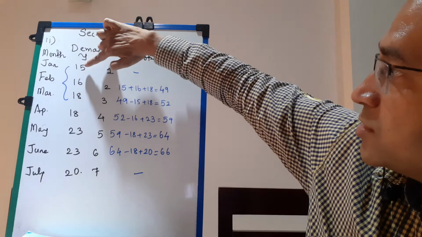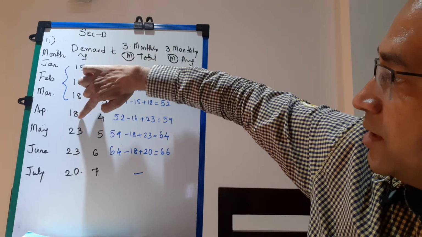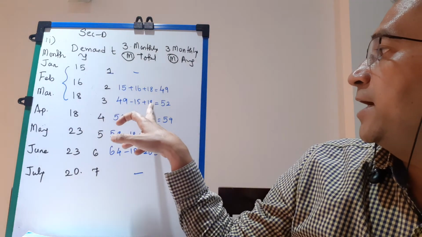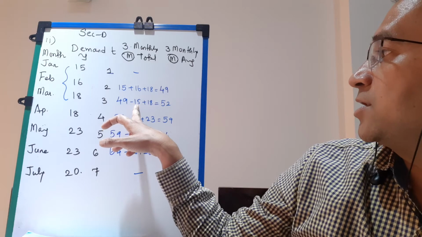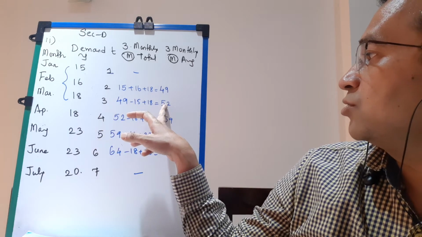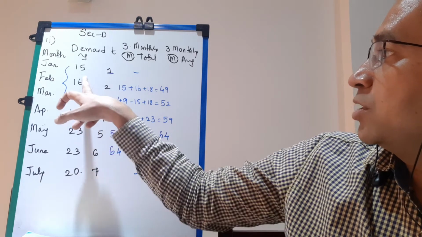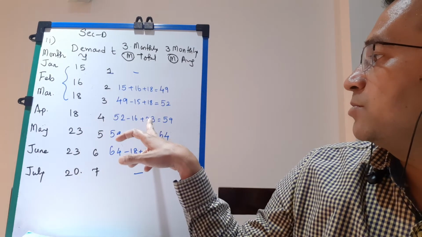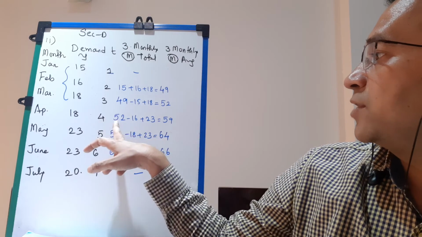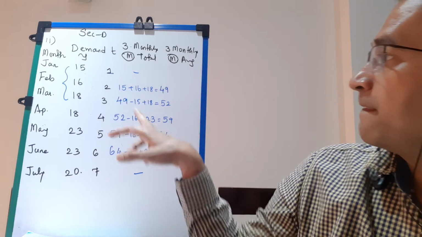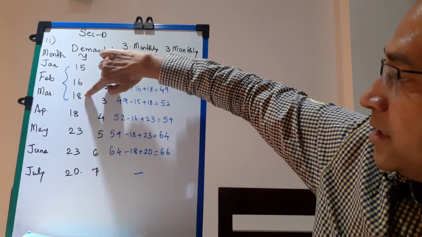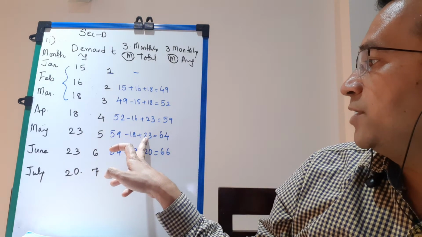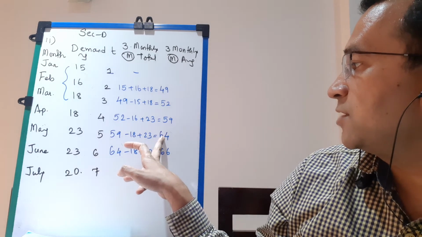Now remove the first observation 15 and add the next observation, which is 18. So remove 15 and add 18. 18 minus 15 is 3. So 49 plus 3, 52. Now from 52 remove 16 and add 23. 52 minus 16 plus 23, this is 7. 52 plus 7, 59. Now remove 18 and add 23. So 59 minus 18 plus 23, 59 plus 5, 64.